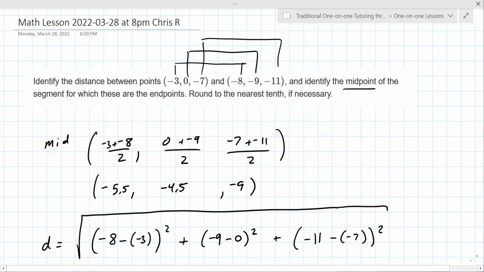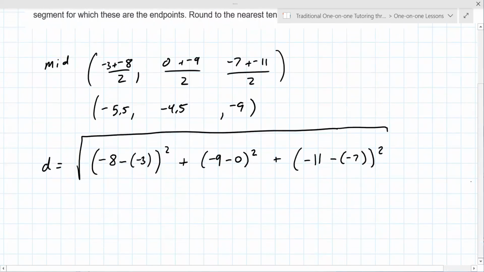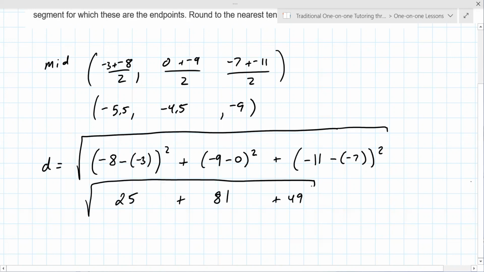So does this at all remind you of the distance formula for 2 points? Some of it does. So the distance formula actually stopped after the first 2, but in 3 dimensions, four dimensions, you can just keep going. So again, you get negatives inside here. So this is 25 plus 81 minus a minus. This is plus 49, and you got to take the square root of that. So if you could do that for me, that would be great. Okay.